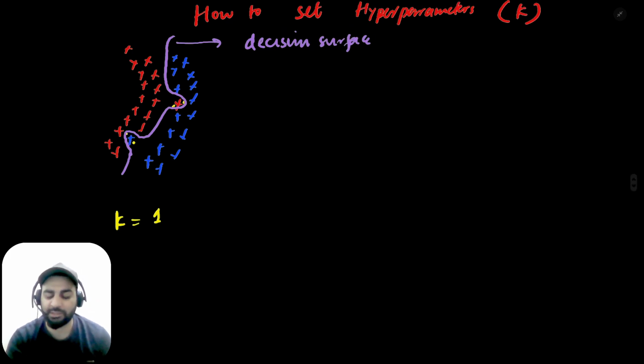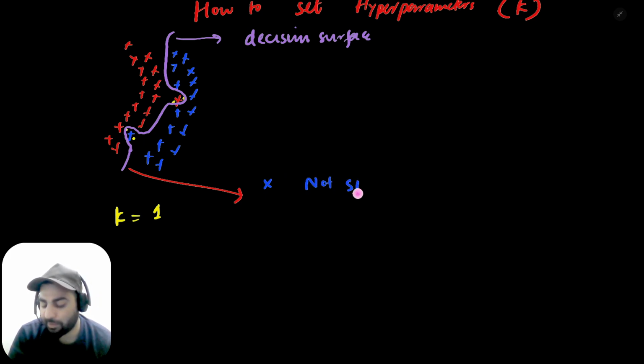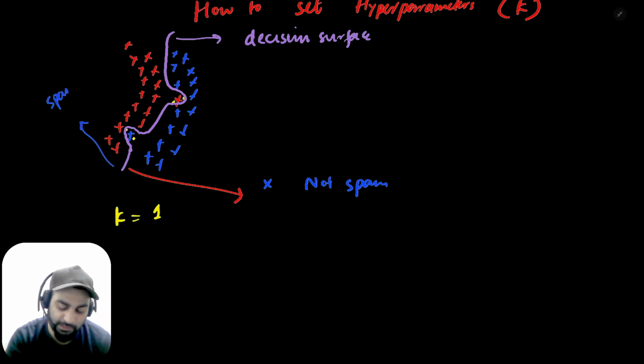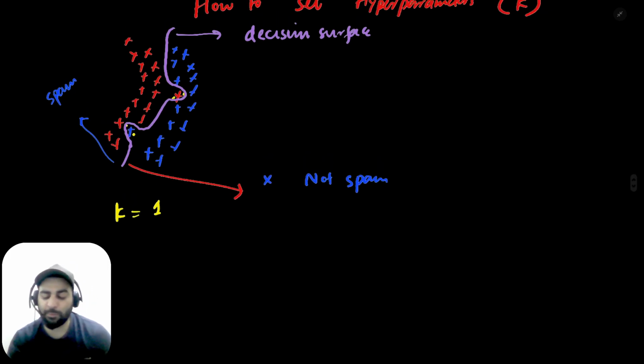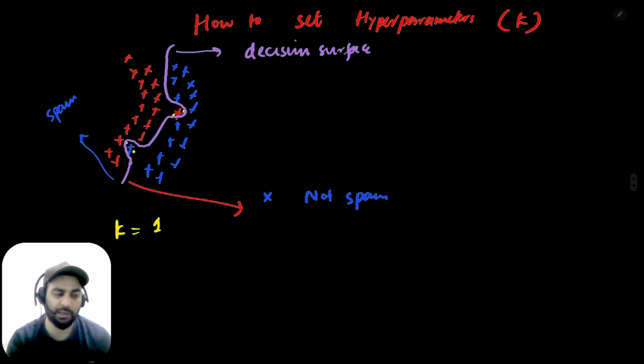What is the meaning of decision surface? This means that on this side of the surface, every point is a blue point, a not spam mail, and on this side of the curve, these are spam emails. This is for K is equal to 1, because it's saying only check the first neighbor. Now if you keep on increasing this K, you see this is a non-smooth curve, totally unsmoothed, and it is trying to what we call overfit. We'll see what the meaning of overfitting is.